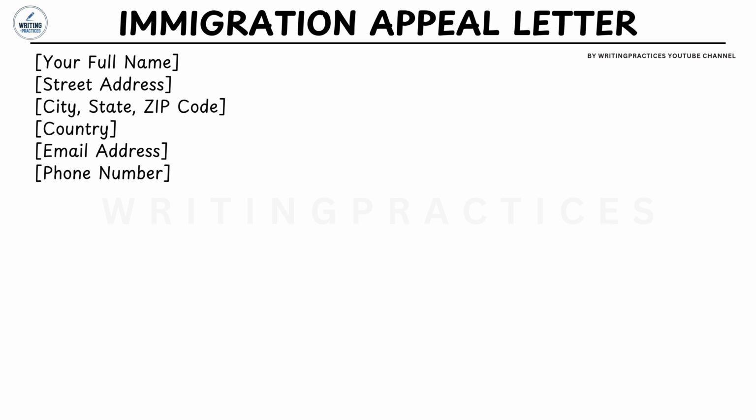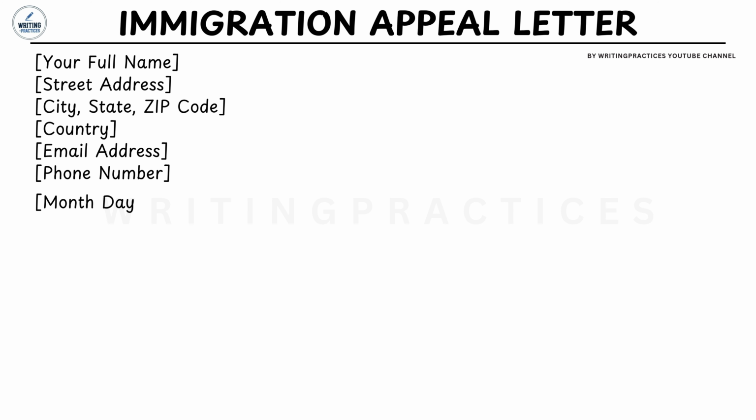Check this out. Sender information. This is the first part of your letter, where you identify yourself. For example, Maria Hernandez, 1450 Sunset Avenue, Los Angeles, California 90026, United States, maria.hernandez@email.com, 213-555-4821. Make sure your personal details exactly match the information used in your original immigration application.